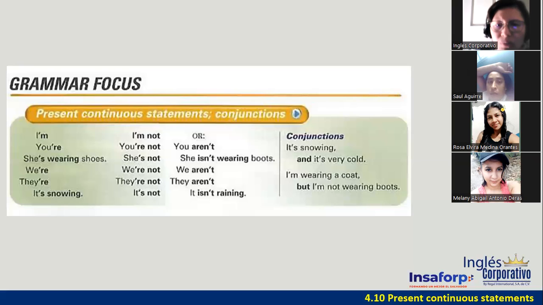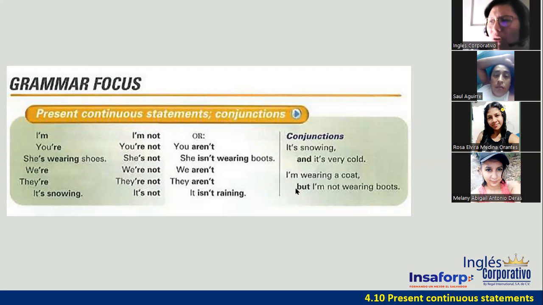Aquí hay otra con definition, if you want to read it too. Okay. There we go. Ahí está. Entonces, those are the conjunctions, ¿verdad? Cuando yo quiero unir dos ideas, dos palabras, dos frases: it's snowing and it's very cold. I'm wearing a coat, but I'm not wearing boots.